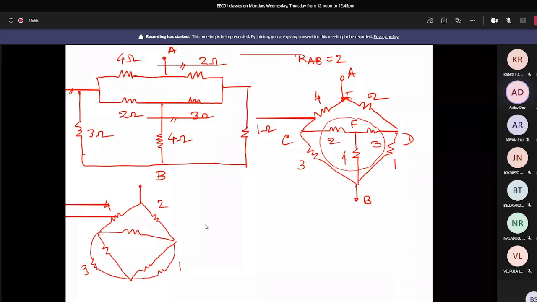So this is 1. This is your terminal B. This is A. So now if this star, this delta you convert in star, then it is easy for you to solve it, isn't it? Then we'll do it. That is one approach.